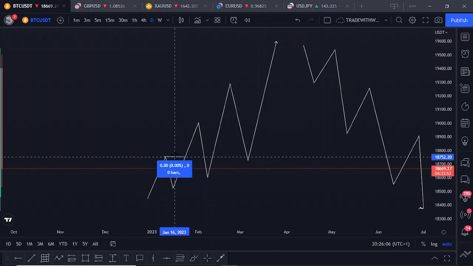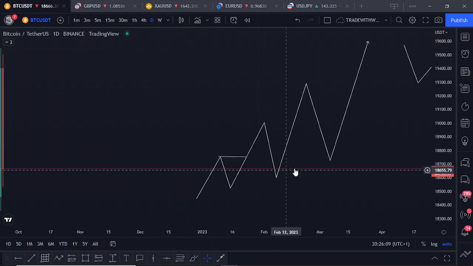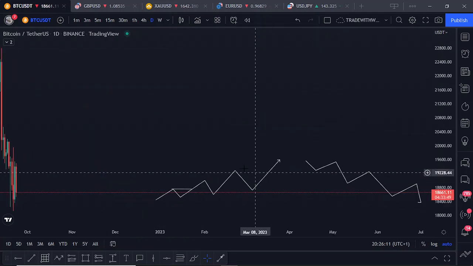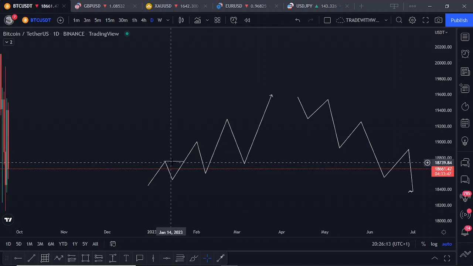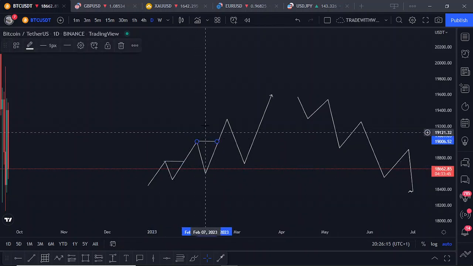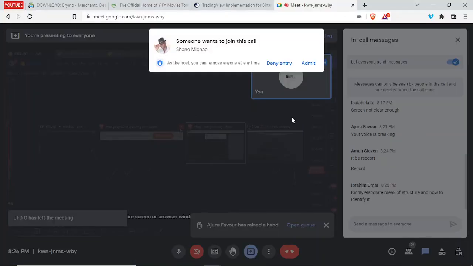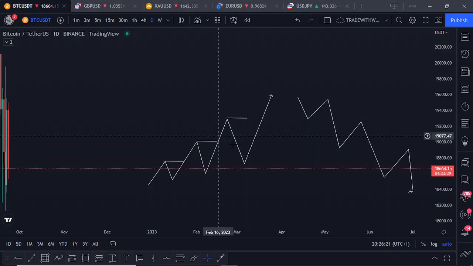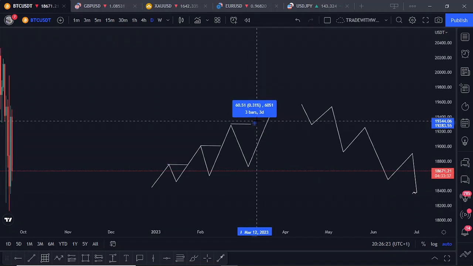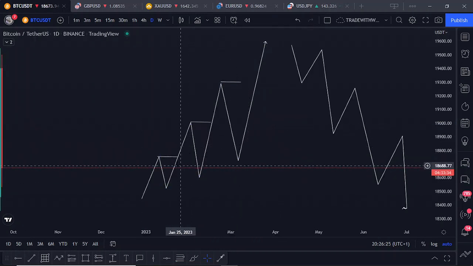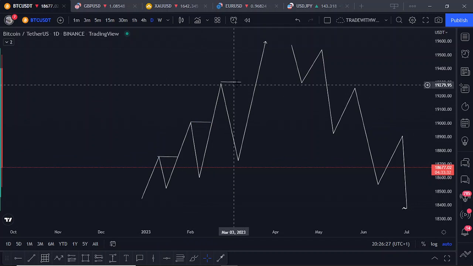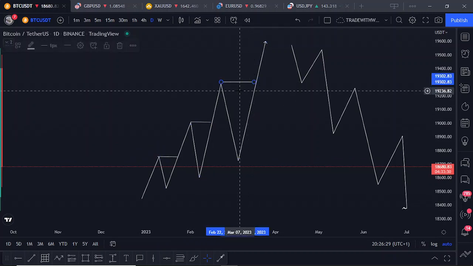Then the second break of structure would be here. Then the next break of structure would be here, right? Yeah, you get the gist now. Breaking previous highs to give us new highs. That is break of structure.